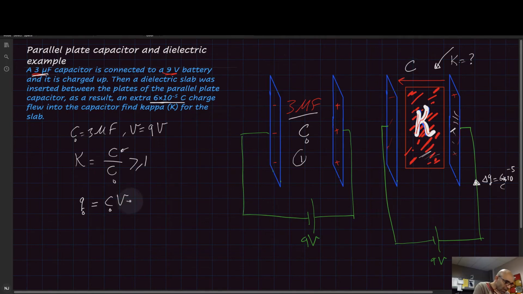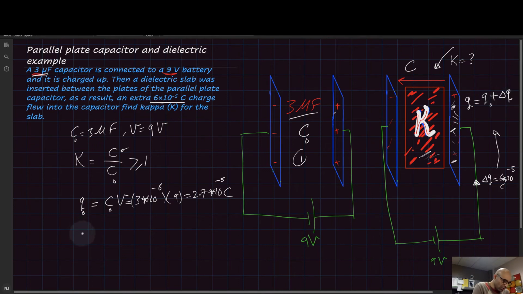All right? And if we plug in C0 equal to 3 microfarad, which is 3 times 10 to minus 6 farad, and we multiply it by the voltage 9, 3 times 9 is equal to 2.7 times 10 to minus 5 coulomb. Okay, now we need to find the amount of charge on this capacitor. Let's call it Q, the Q on C. Q on C is equal to the charge on this capacitor, which is Q0, plus the charge that has flown into the capacitor because of introducing the slab. So that will be plus delta Q.